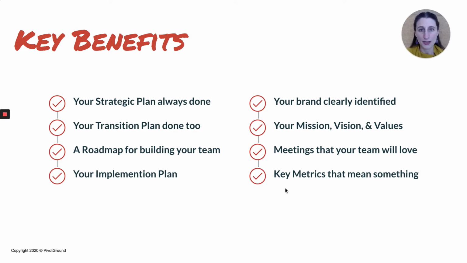So when you implement the impact method, your strategic plan will always be done. You'll be out of that 3 or 5 year cycle of having to redo a plan, and you'll never be without a plan. Your transition plan, in case of emergency, will also be in place. You'll have a roadmap for building your team. You'll have an implementation plan always in place and easy to check up on.